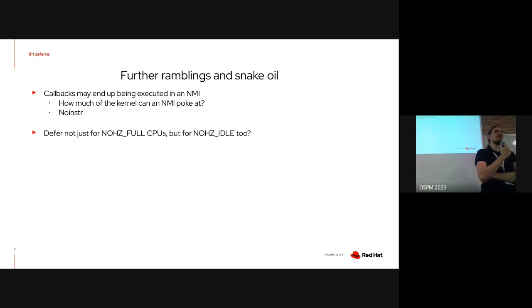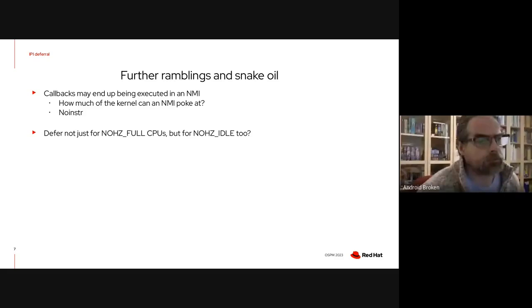Cool. No, we have code for that, so it's okay. But yeah, it's NMI from user. Those are relatively easy. It's the NMI from kernel that's interesting. Yep.